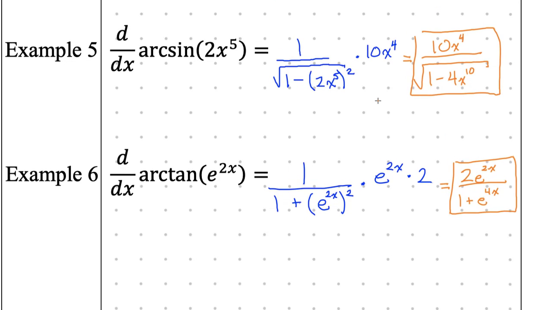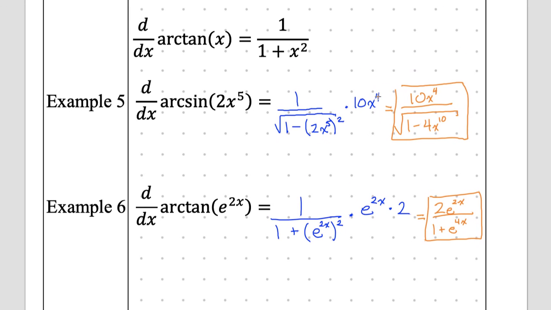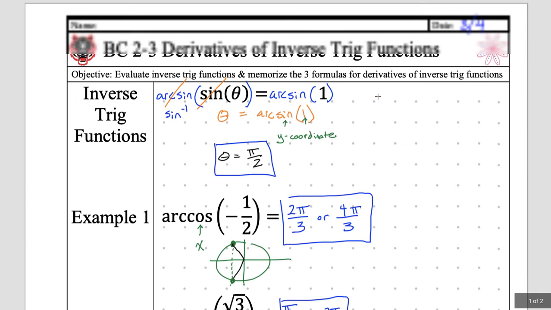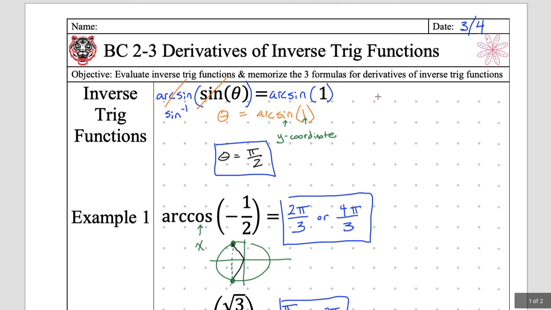That's all I have for you guys. All right, so there were 2 pieces to our objective today. Give me a fist of 5. How well can you, 1, evaluate inverse trig functions, and 2, memorize and use those formulas? I'm hoping that I get at least a 4.